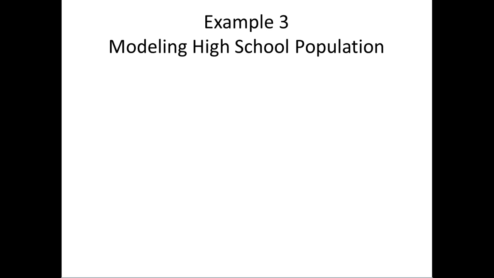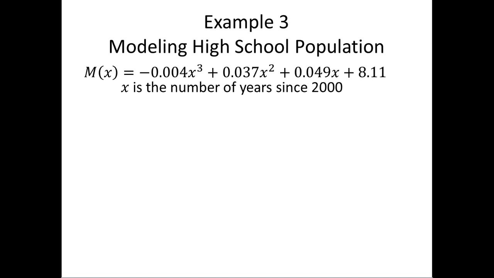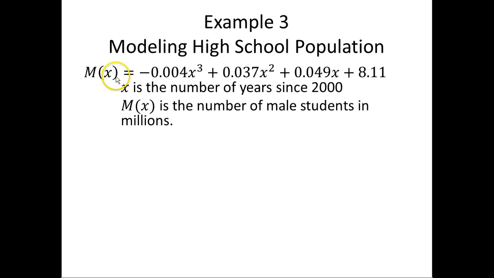Okay, so in this problem, what we're going to do is the U.S. Census Bureau maintains data on the enrollment in the high schools. So what they found is that this polynomial here will model the high school population of males in millions of students across the entire United States, x number of years since 2000.